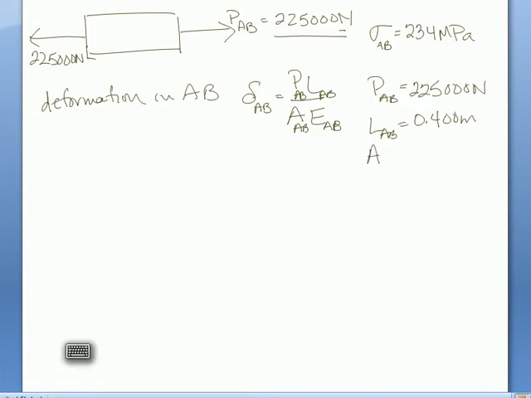Our cross-sectional area that we calculated while getting the stress, and the Young's modulus is given in the problem statement as 200 times 10 to the 9 Pascal.